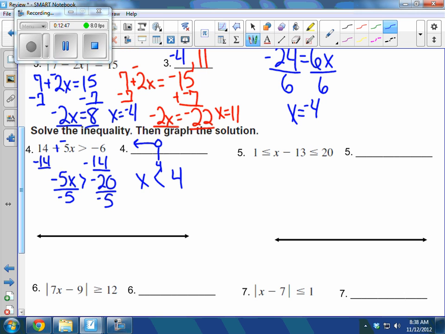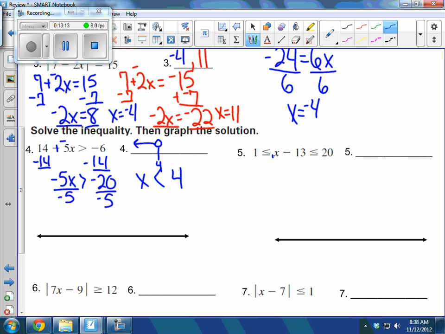Okay? All right, let's go to number 5. So number 5, this is actually two problems. One problem is x minus 13 is less than or equal to 20. So to get x by itself, I'd have to add 13. And then the other problem is 1 is less than or equal to x minus 13. So to get x by itself, I would add 13. But instead of doing that twice, I'm just going to do it once.